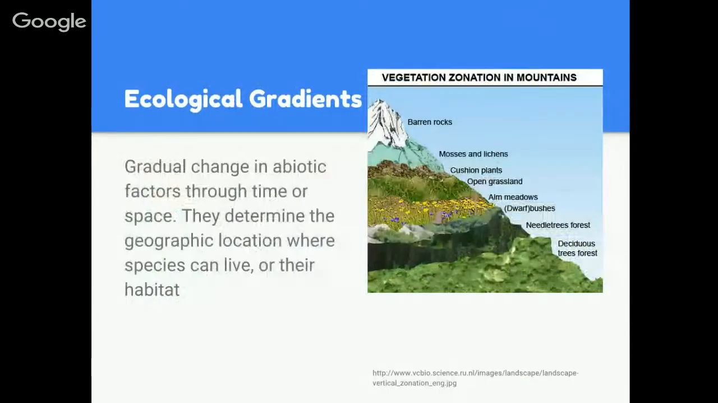Ecological gradients are gradual changes in abiotic factors through time or space. They determine the geographic location of where a species can live, or their habitat. And so we can see different ecological gradients within this sort of mountain diagram here.